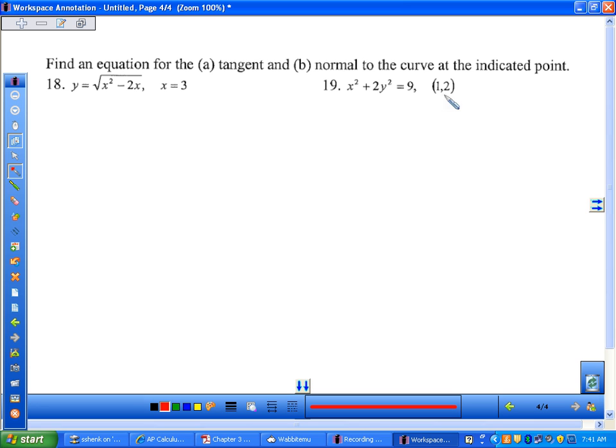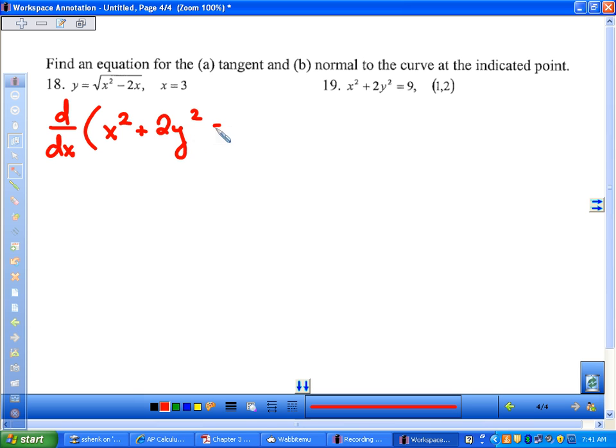A slope and a point. We know the point is (1, 2). We need to find the slope. So how do we find the slope of a curve? We find its derivative. So we need to find d/dx of x squared plus 2y squared equals 9, and we're going to do that with implicit differentiation.